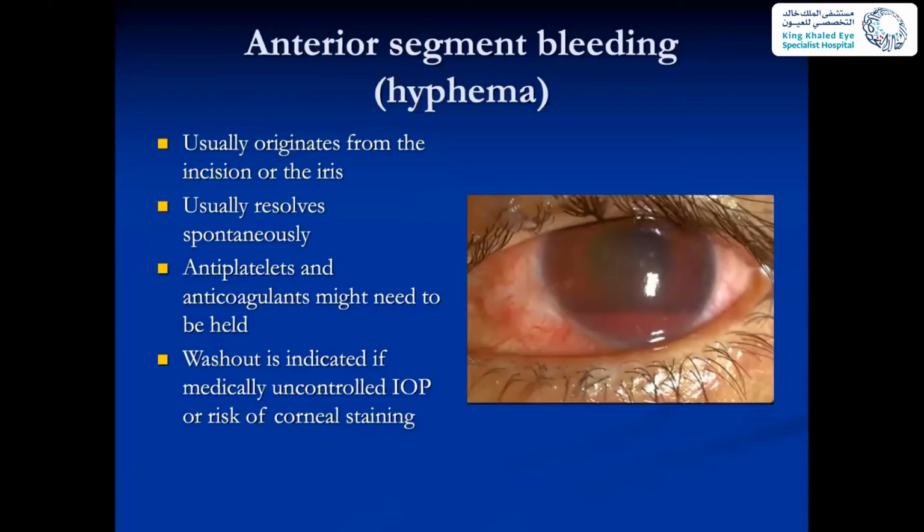Anterior segment bleeding, hyphema, can happen, and usually it originates from the incision itself or from the iris root, and usually resolves spontaneously if the patient doesn't have any bleeding tendency and he's not on anticoagulant. If he's on anticoagulant or antiplatelet, it might need to be stopped. The washout, or going back inside for AC washout using Simco, is indicated whether there is medically uncontrolled intraocular pressure or there is a risk of corneal staining because of prolonged hyphema.